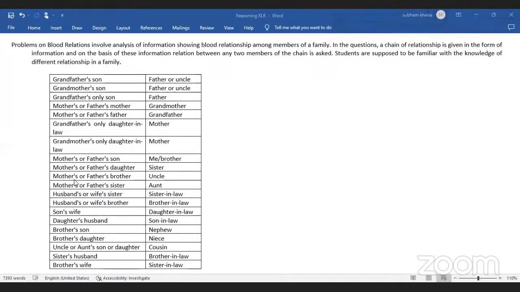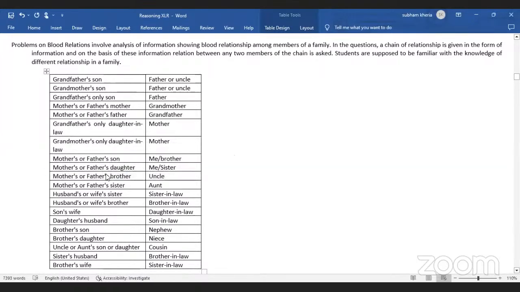Mother's or father's son. It can be you or your brother. If you are a he also, then also you or your brother. Even if you are a she, it can be your brother, not you. Mother's or father's daughter can be you or sister again. I have written here sister. It can be you or sister, depending on your gender.